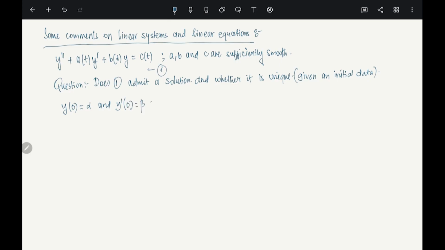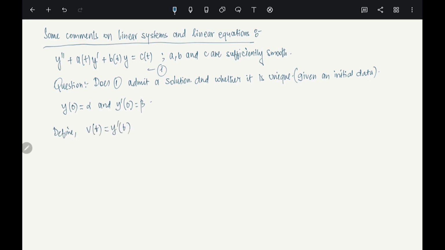Now to know whether this problem has a solution or not, or if it is unique given the initial data, we can of course change it to a system of equations. So let's do that. For this problem, we will convert it to a system. So define a new function, v of t, to be y prime of t.